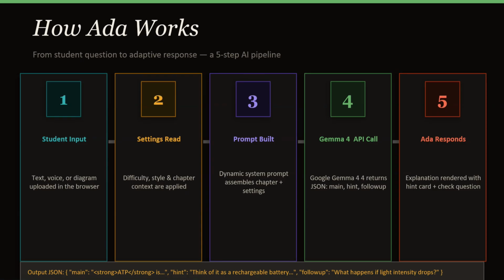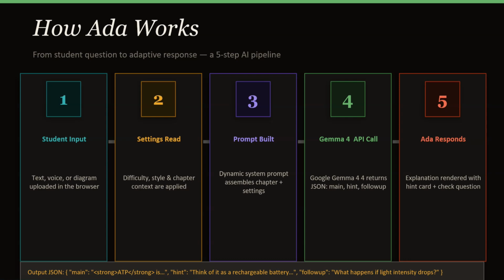Alright, now let's look at how ADA works, from student question to adaptive response. This is a 5-step AI pipeline. You have the student input, which involves the text, voice, or diagram uploaded in the browser. Then, of course, you have the settings read, which also has the features of difficulty, style, and chapter context, which are applied in real time.